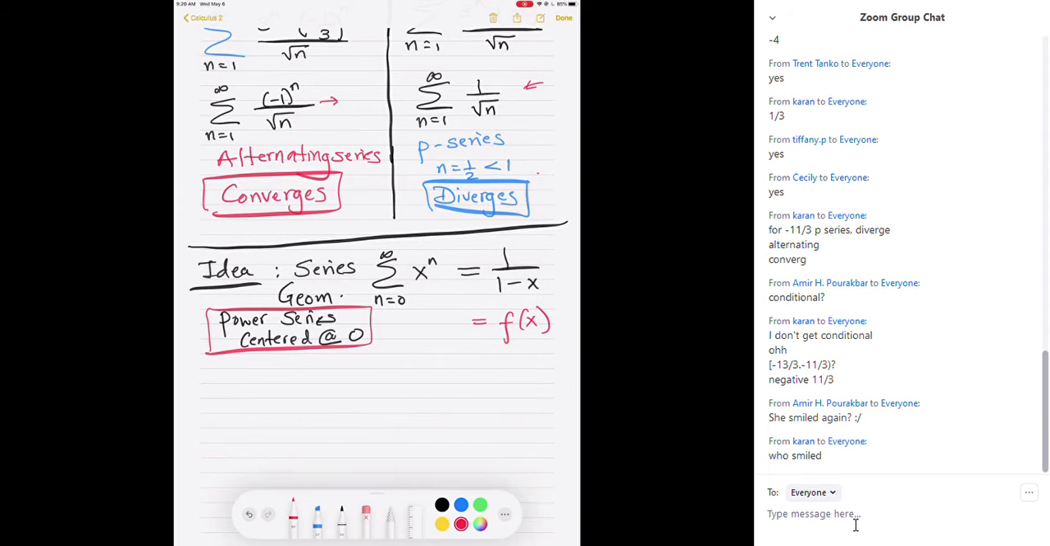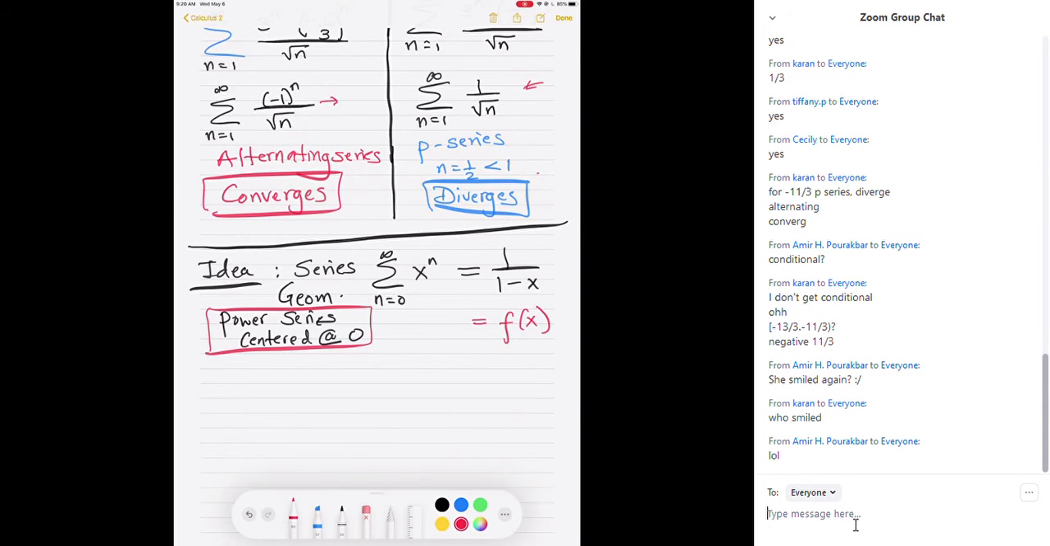I don't want you going into that. Amir, just unmute yourself, say what you got to say, and we've got to move on. Because this is the most important concept that you're going to deal with. So one more time, you are writing f of x as a power series.